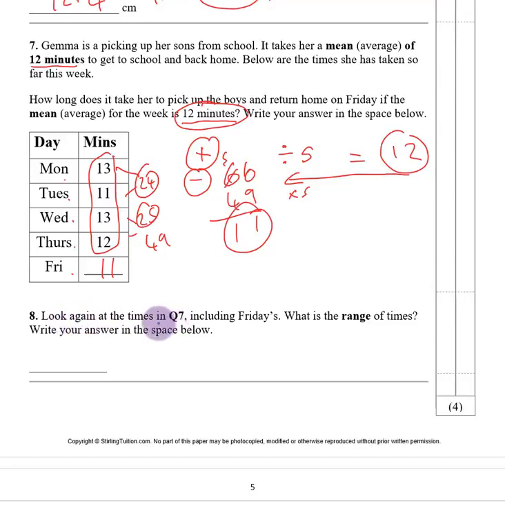And then look again at the times in question 7. So we've got all the times, including Fridays. What is the range of the times? So the range is just the biggest number, take away the smallest number. So it's 13, take away 11, which would equal 2.